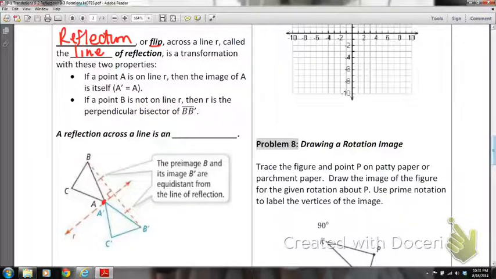If a point B is not on line R, then line R is going to be the perpendicular bisector of the segment that connects point B and its reflected point, B prime. So let's look at that segment. There's the segment B B prime, and the line of reflection R is going to bisect that and be the perpendicular bisector of that segment.